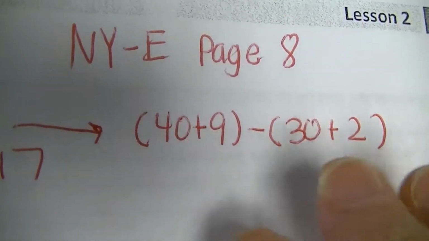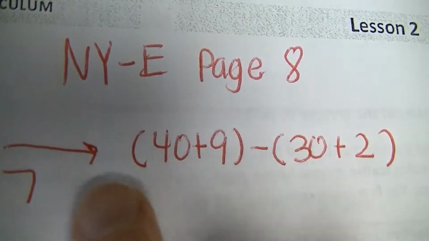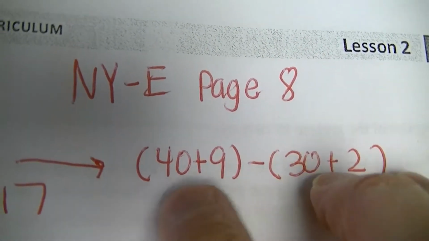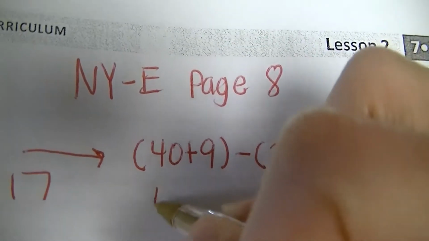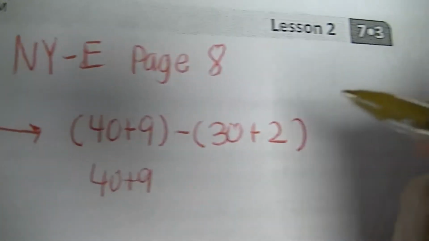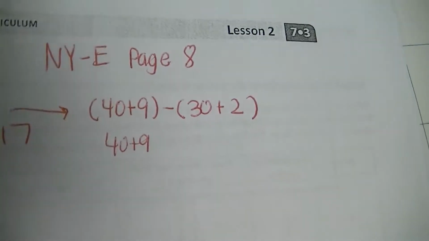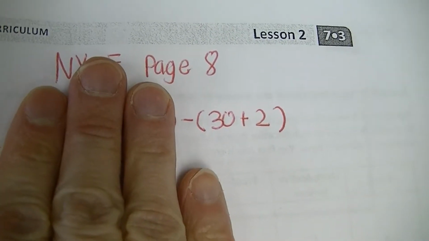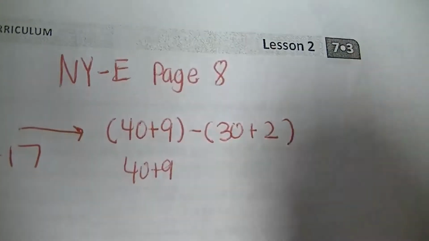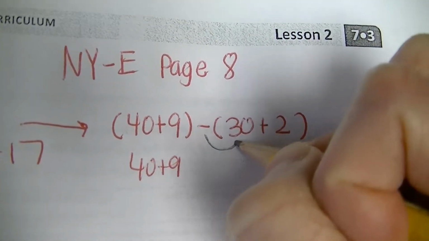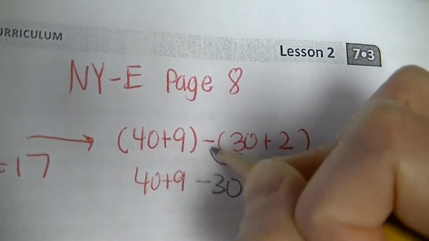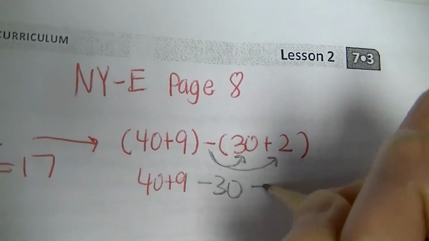Okay, so as I've shown you, when you've got parentheses, and there's no number or symbol directly in front of it, you can just drop the parentheses. So that's really 40 plus 9. But right here, you should notice that there's parentheses, and there's a symbol in front of it. If there's a symbol like a plus or a minus or a number directly in front of it, you've got to use the distributive property. So a negative times 30 is negative 30. A negative times a positive 2 is a negative 2.